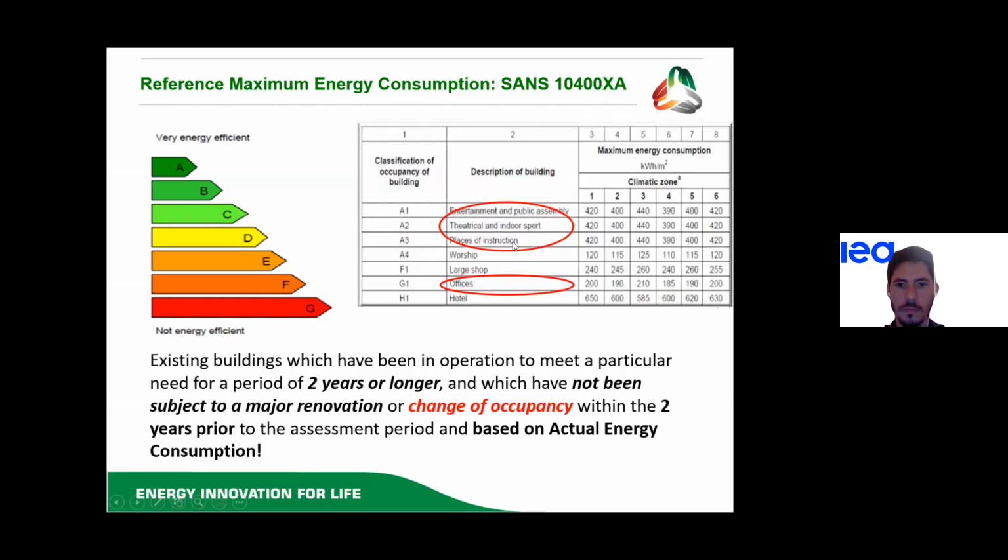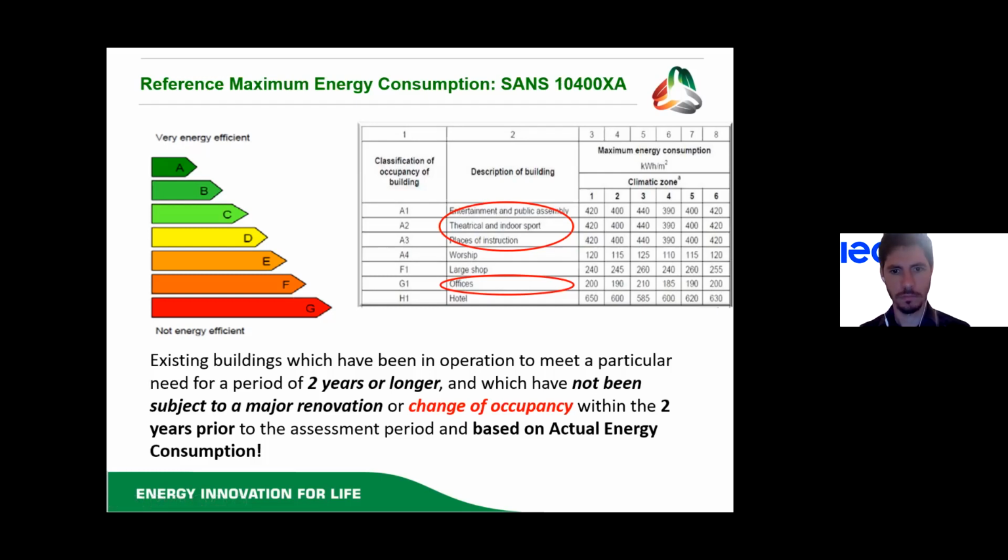So if we just take, for example, a place of instruction in climatic zone 3, the maximum energy consumption that you should have there is 440 kilowatt hours. And if you were at 440 kilowatt hours, you would be D. That is sort of the benchmark rating in South Africa. If you were doing anything better, you would have a C, B, or A, and there are different parameters to get to C, to B, and A. If you were using more than that, you would then go to an E, F, or G. So that is very important.